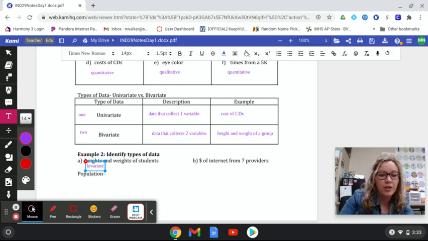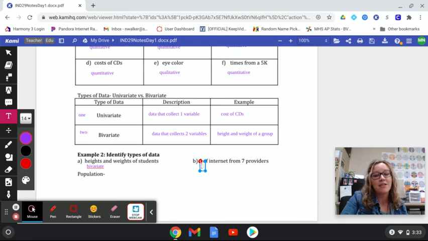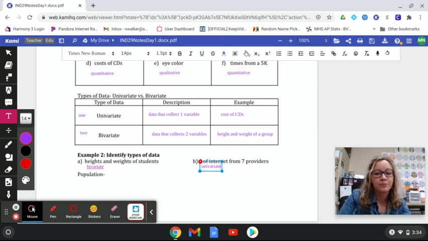All right, the cost of internet from 7 providers. So if you are shopping for internet and you contact everybody, you contact Joink, you contact Xfinity, you contact Frontier, you contact all these other places that provide internet, and you're collecting the cost, you are only collecting one thing from those people. Even though you're getting it from 7 providers, that's actually your sample, which we'll get to in just a second. But what we are collecting from that group is the cost of their internet, and that is only one thing, so that is univariate.